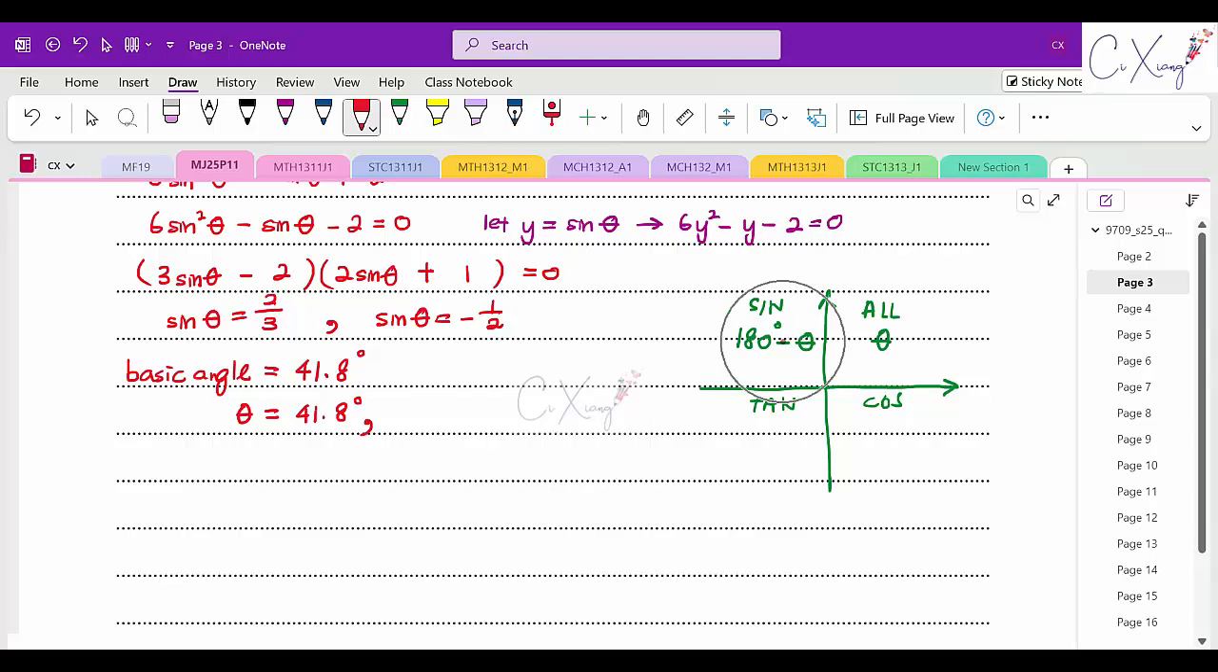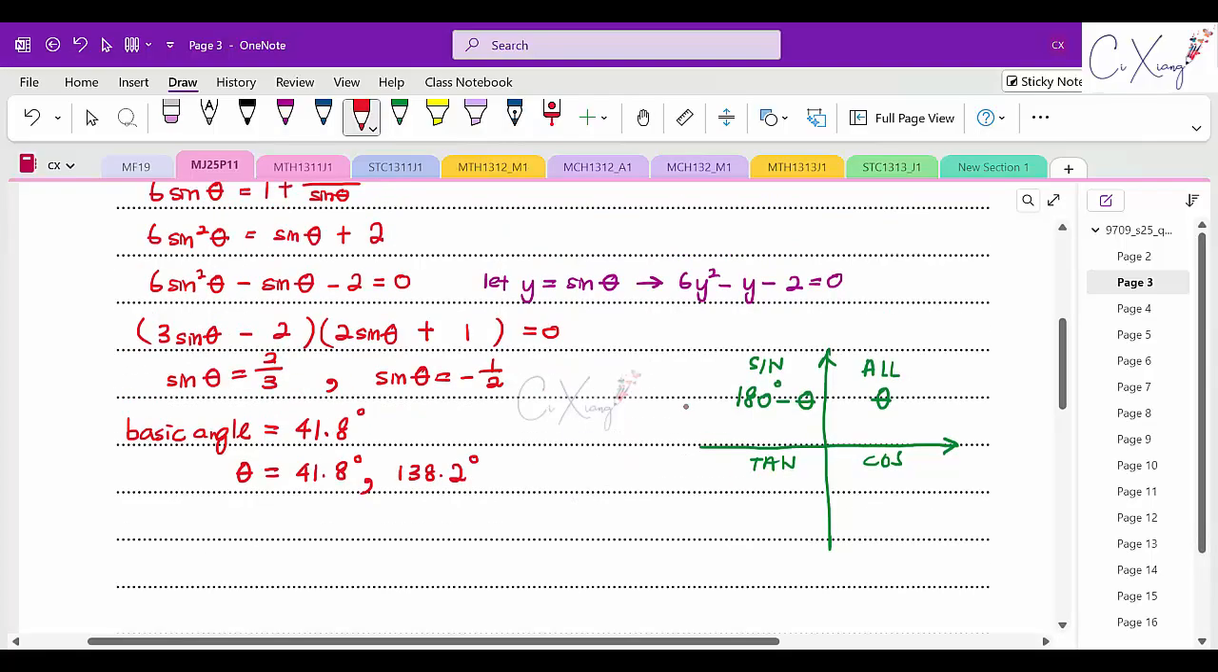Okay, after that, we go to the second quadrant. In the second quadrant, is sine positive? Yes, also. So I want to answer from this part. To get the answer from this part, you take 180 minus the theta. So you take 180 minus the basic angle, which is the theta. So by right, you will be getting 138.2.